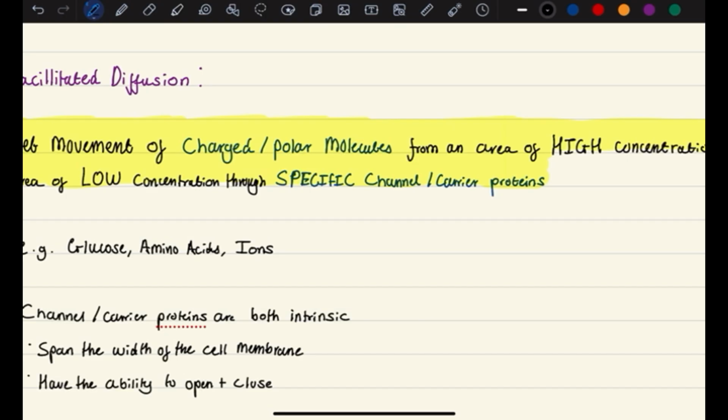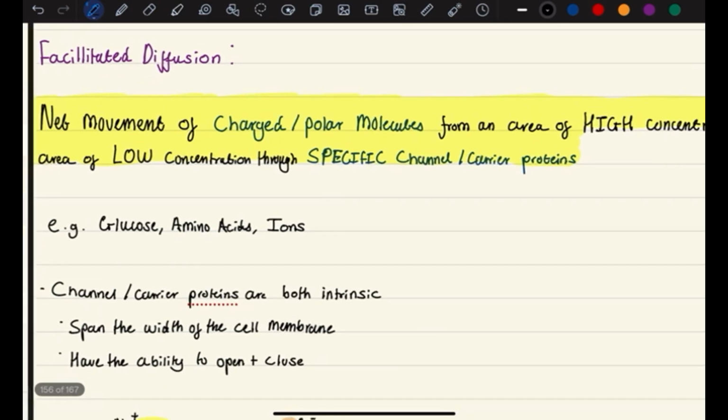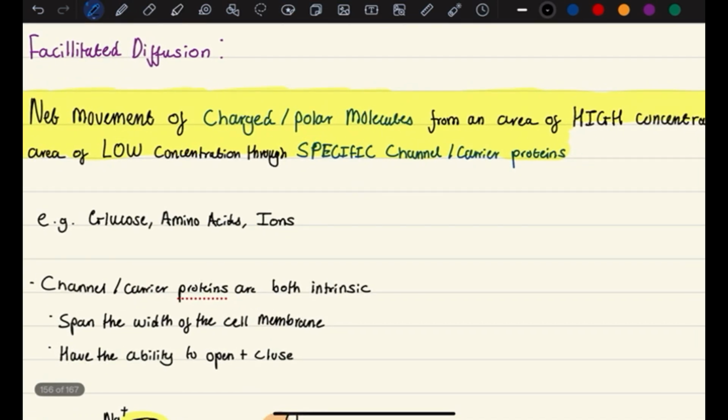Again, you can imagine, it's pretty similar to diffusion, yeah? It's just that now we're talking about charged molecules and we're saying specific channel or carrier proteins. I just want to put examples of what this might happen with. Glucose, amino acids, ions. These are the kind of things that you're thinking, okay, this might be going through facilitated diffusion, yeah? Now, we said channel or carrier proteins. There is a difference, but both are intrinsic. Both will span the width of the membrane, both with the ability to open and close, yeah?